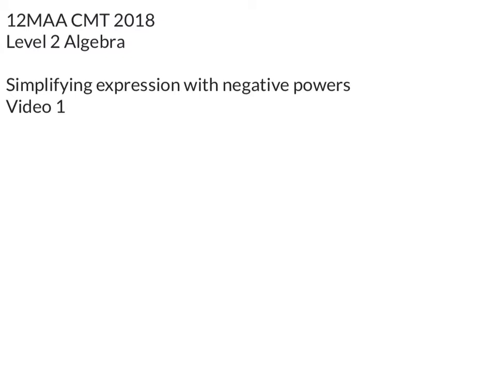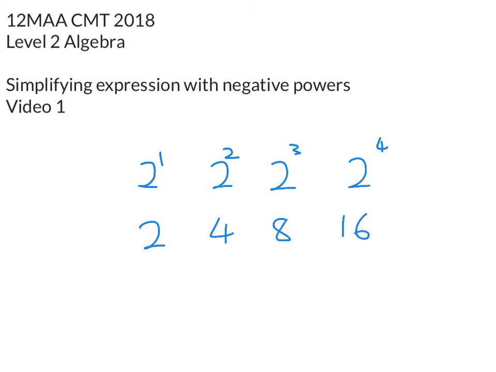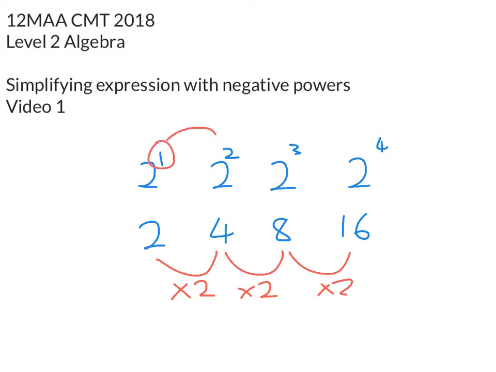So we started off by looking at some patterns with powers. So when we first learned about powers, let's look at the powers of 2. We've got 2 to the power of 1, 2 to the power of 2, 2 to the power of 3, 2 to the power of 4, and so on. So this is just 2. 2 squared is 4, 2 cubed is 8, and 2 to the power of 4 is 16. Every time that we increase the power, we're multiplying by 2. Okay, so my powers are going up by 1 every time.